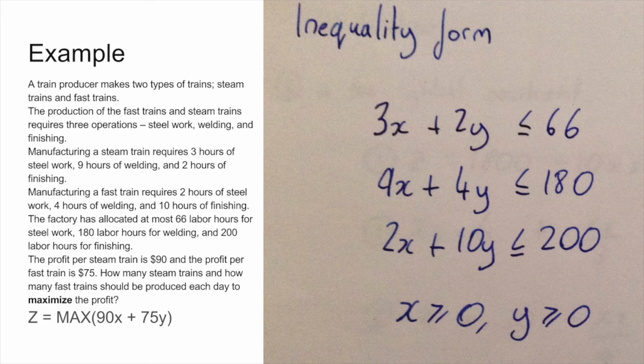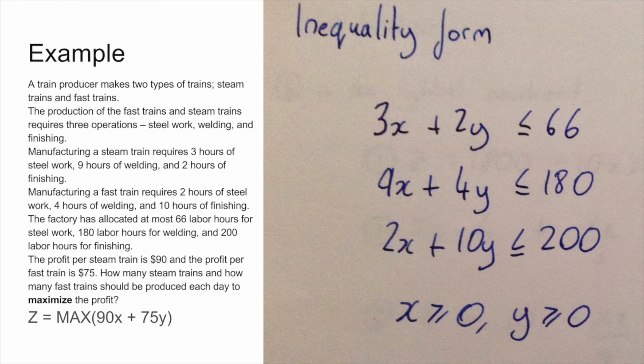Steel: 3 hours per steam train plus 2 hours per fast train is less than or equal to 66 hours in total. Welding: 9 hours per steam train plus 4 hours per fast train is less than or equal to 180 hours. Finishing: 2 hours per steam train plus 10 hours per fast train is less than or equal to 200.